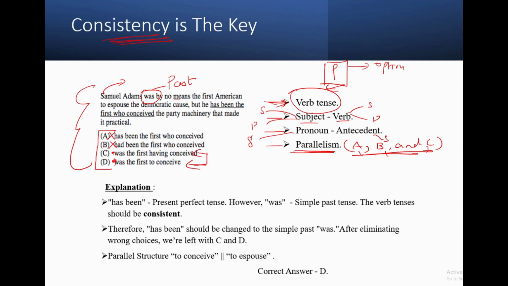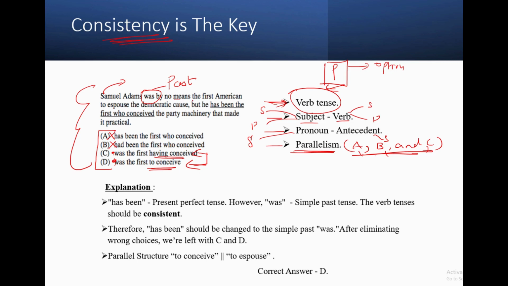Now we need to use another rule. Which one would be perfect here, whether it's option C or option D? Okay, let's try to understand the option. Was the first having conceived? Was the first to conceive? So should we go with having conceived or should we go with to conceive? Let's see if we have any clue for that.